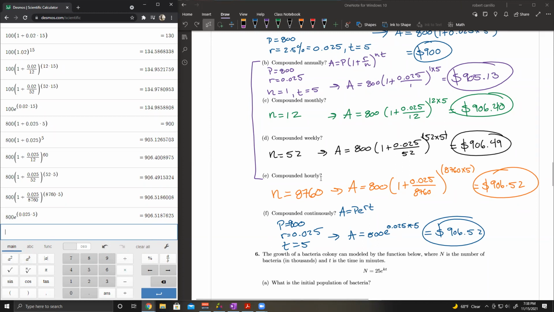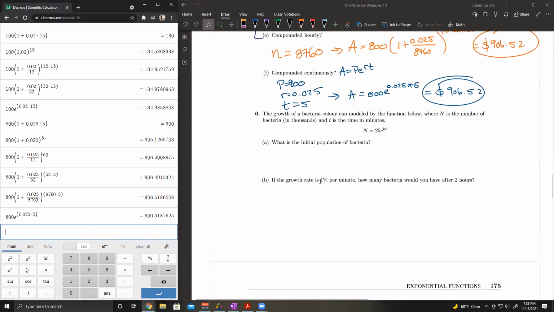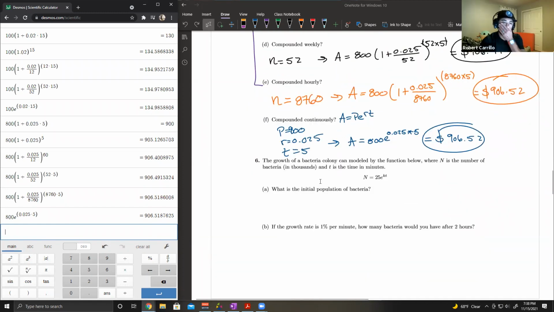Okay, cool. All right. 6. The growth of a bacteria colony can be modeled by the function below, where n is the number of bacteria in thousands and t is the time in minutes. What is the initial population of the bacteria?